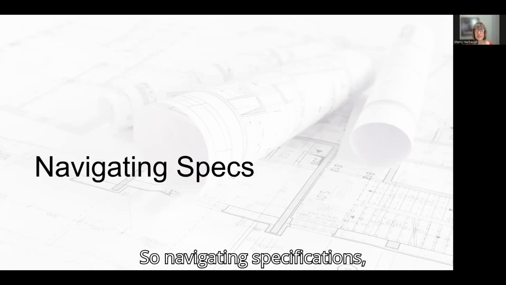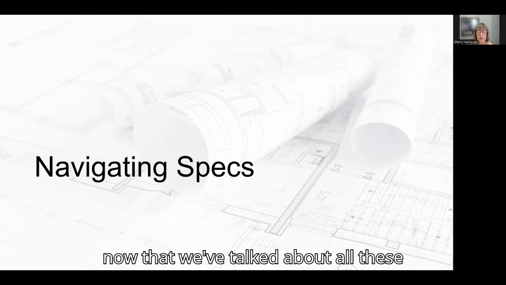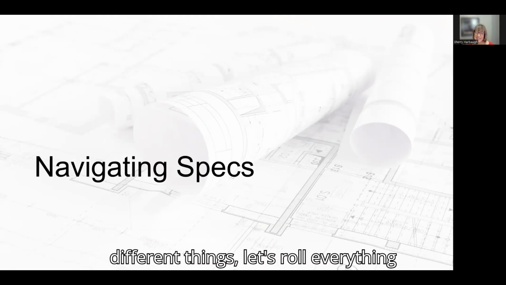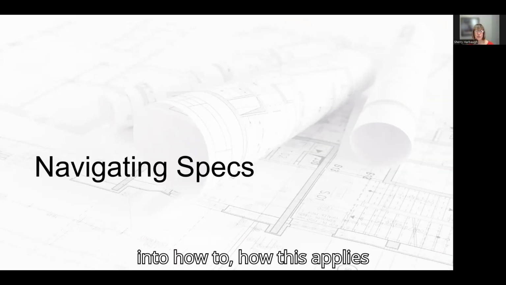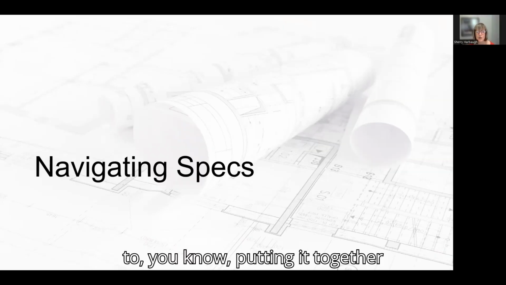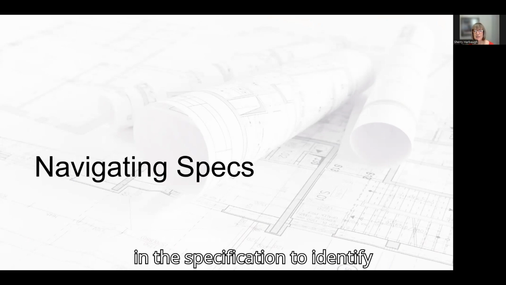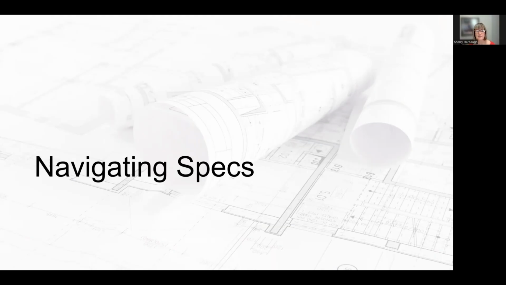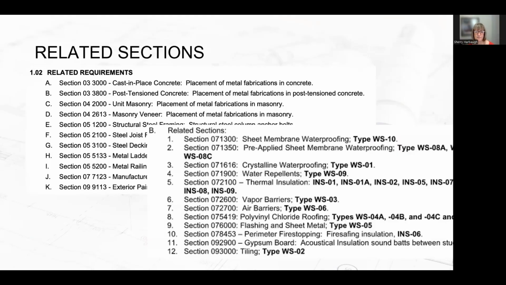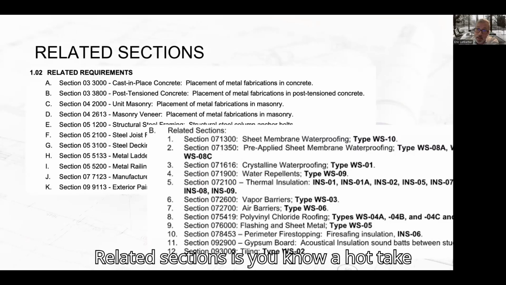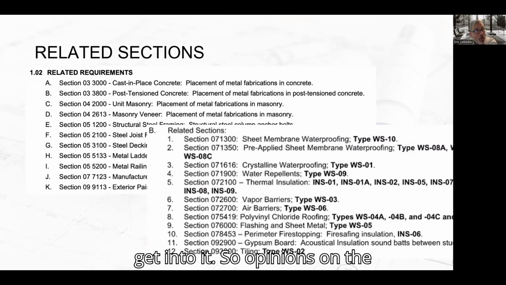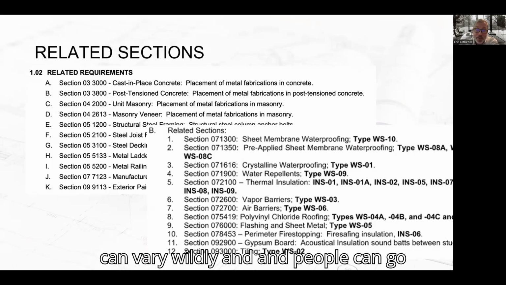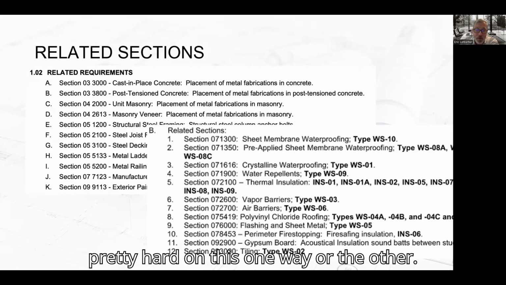So navigating specifications, now that we've talked about all these different things, let's roll everything into how this applies to putting it together in the specification to identify information that you might not need or you might really want. Related sections is a hot take if you're gonna really get into it. Opinions on the usefulness, appropriateness, benefits, and even pitfalls can vary wildly, and people can go pretty hard on this one way or the other.